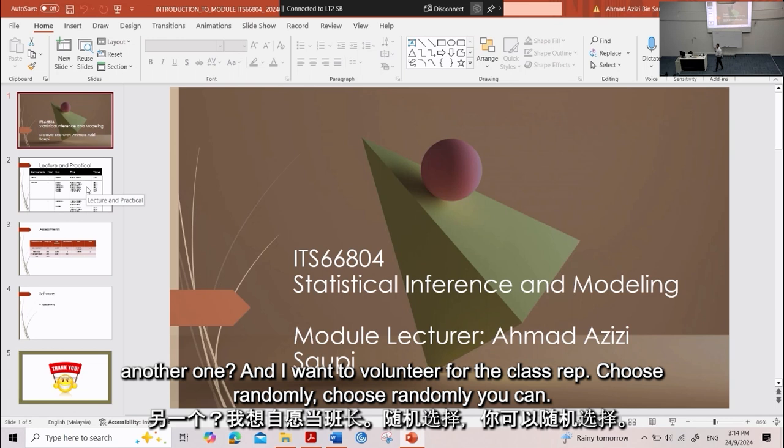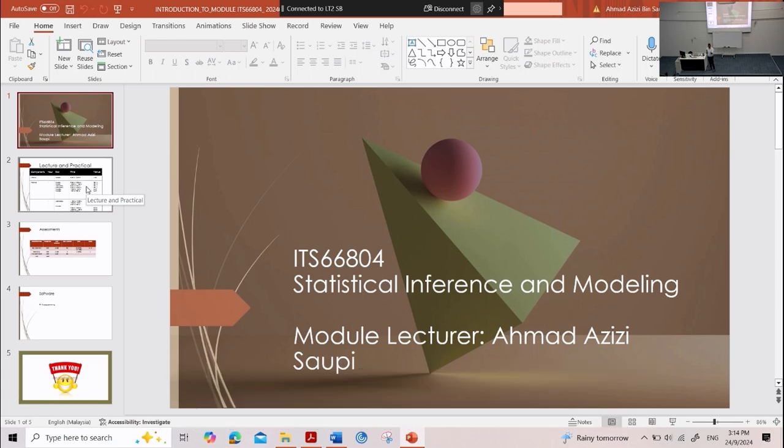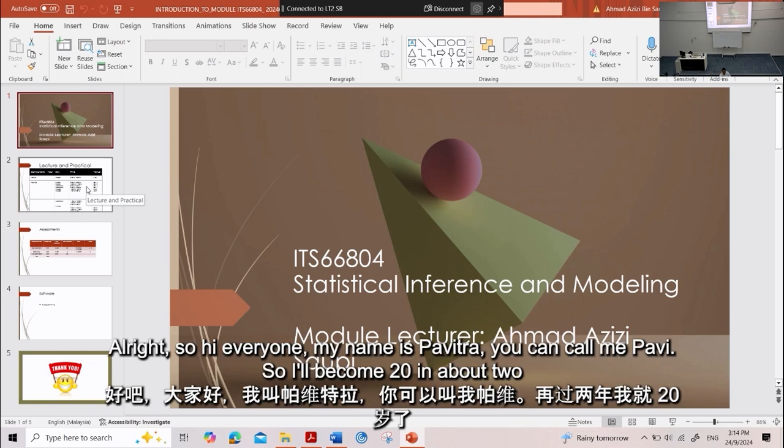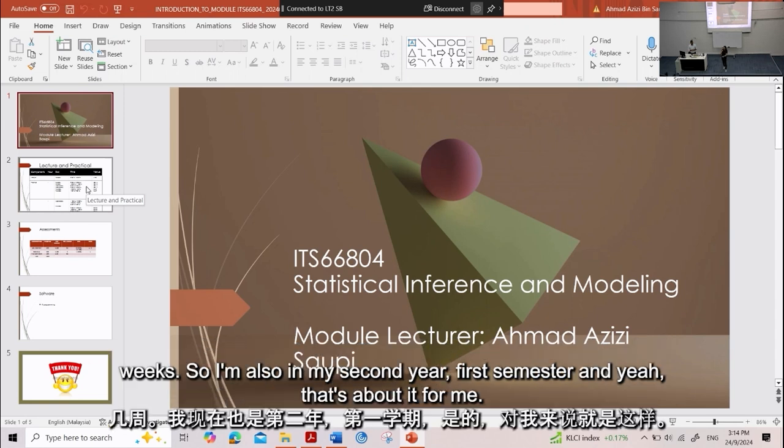Choose randomly, you can. Right, so hi everyone, my name is Pavitra. You can call me Pavi. I'll become 20 in about 2 weeks. I'm also in my second year, first semester. That's about it for me.